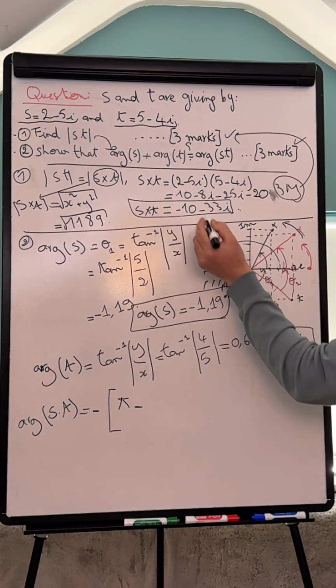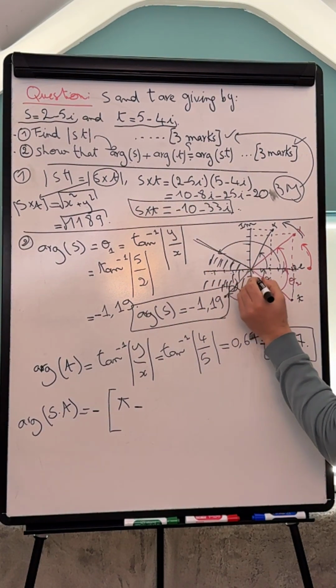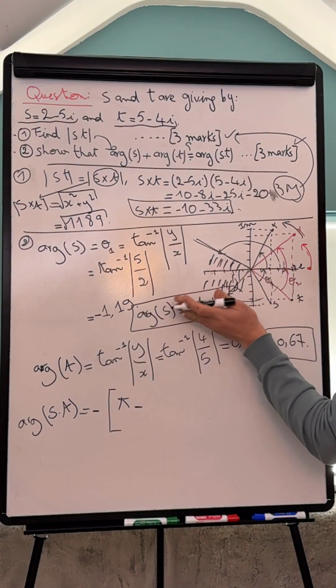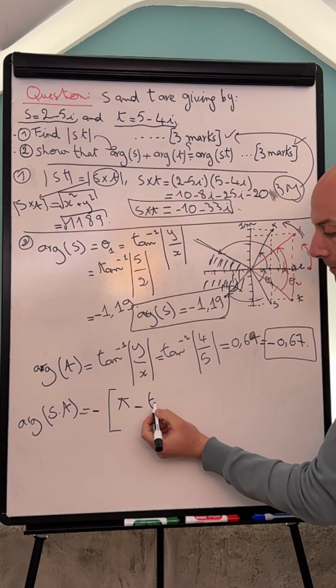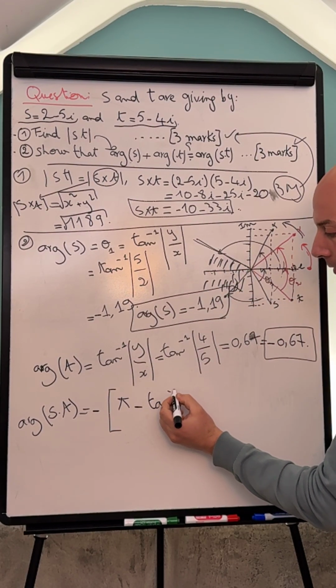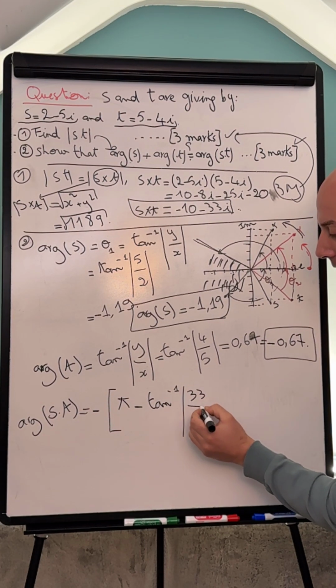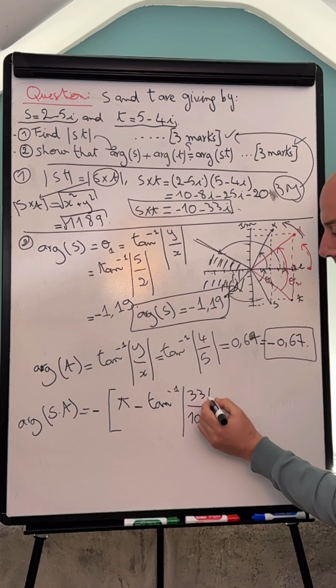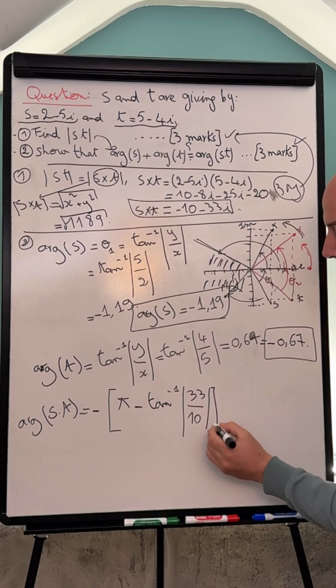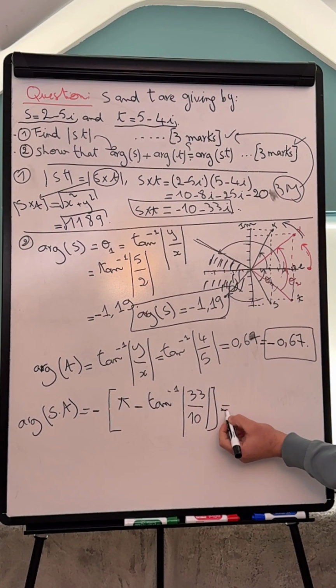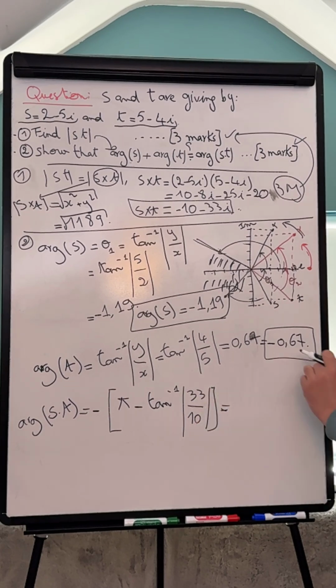How do I know this? Because you've got real number negative and imaginary number negative. It's in this side in here, tan^-1 of what? Of 33 divided by 10. This is what I have to calculate now. Y 33 divided by 10.